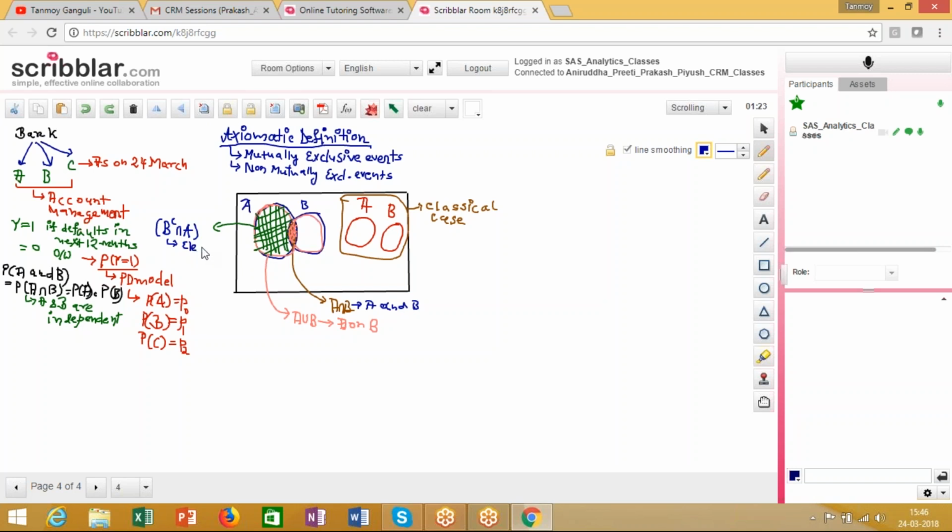Elements in A but not in B. Elements in A but not in B. Right? Similarly over here, and this is also known as only A.